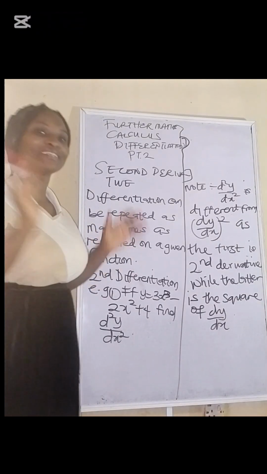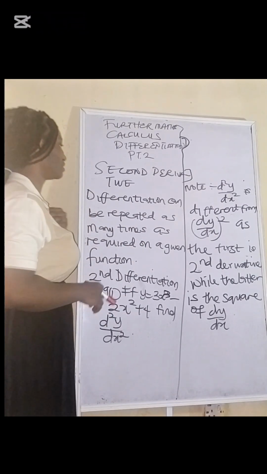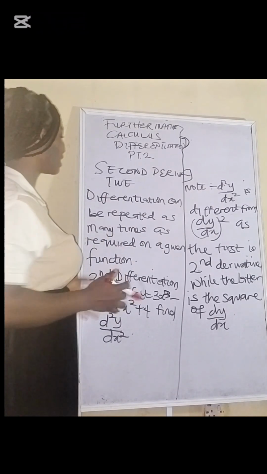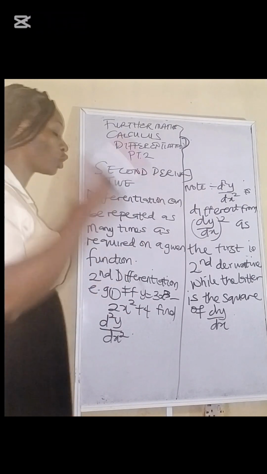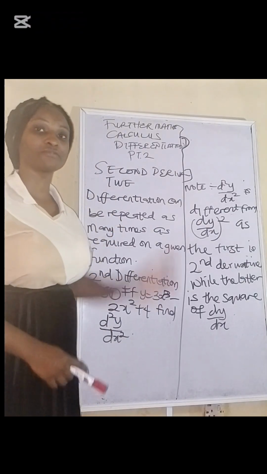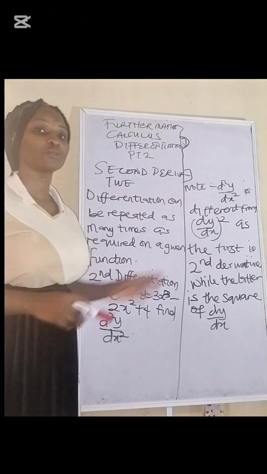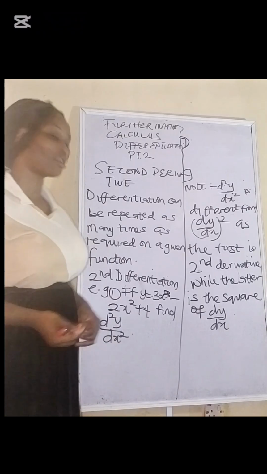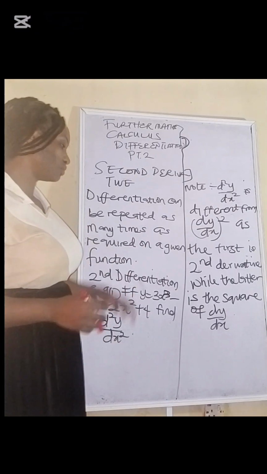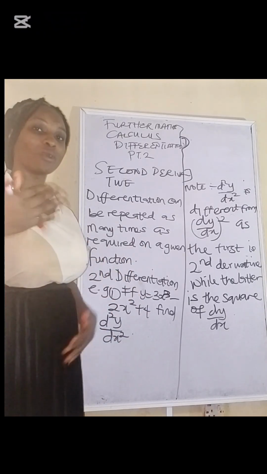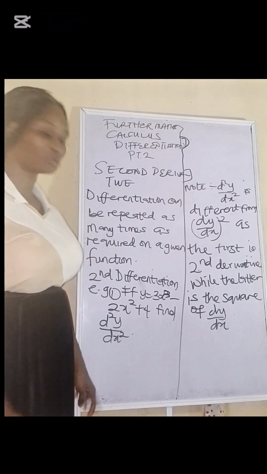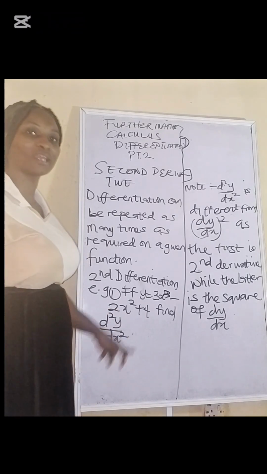Hello once again. Now let's quickly move to the second derivative. I said differentiation can be repeated as many times as required on a given function. You understand? The first one was the first derivative. This one is the second derivative, whereby we now have d²y/dx². You understand? So this is the second derivative, d²y/dx².